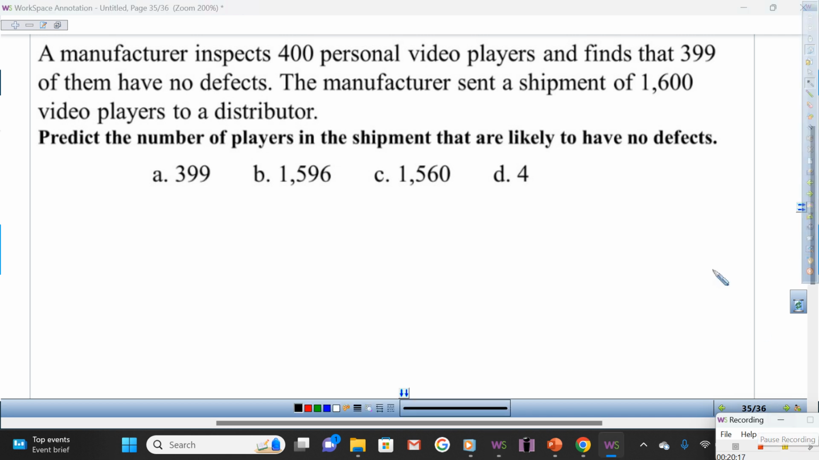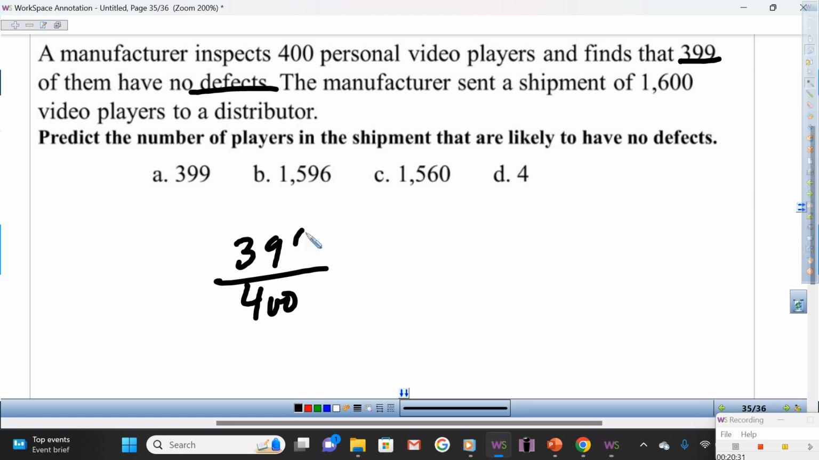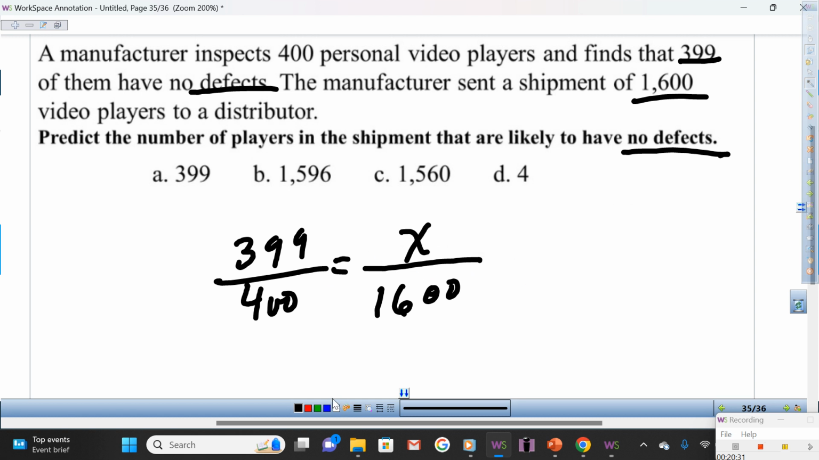Go. All right, thank you for sending me your notes. All right, so here goes the problem. How many total video players? 400. How many were not defective? 399. But then they were shipped, how many total now? 1,600. And we want to know how many are no defects, or non-defective.